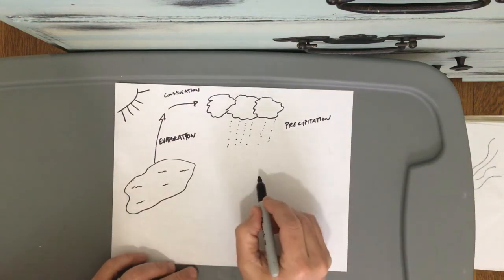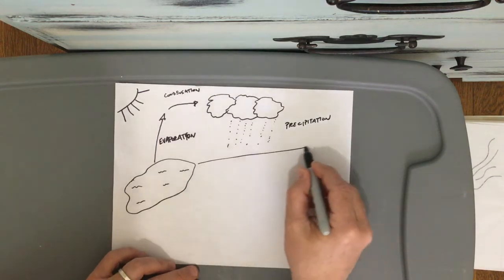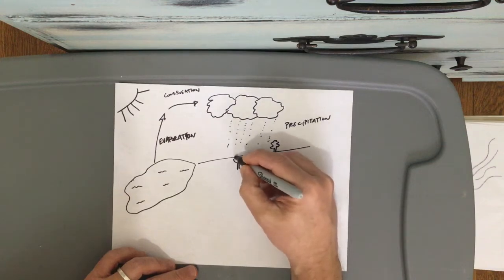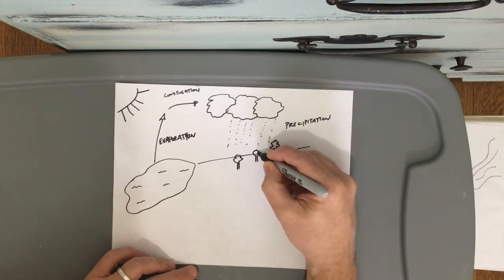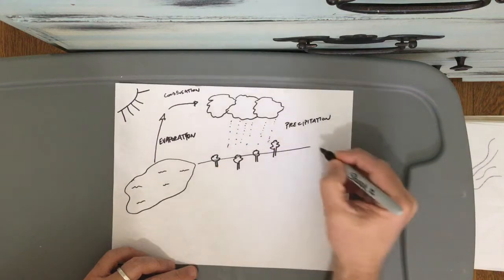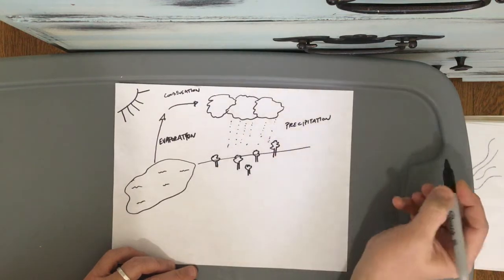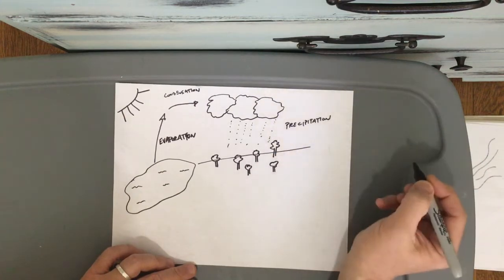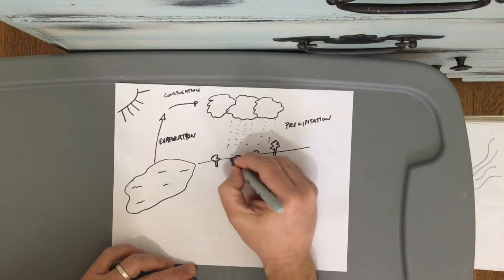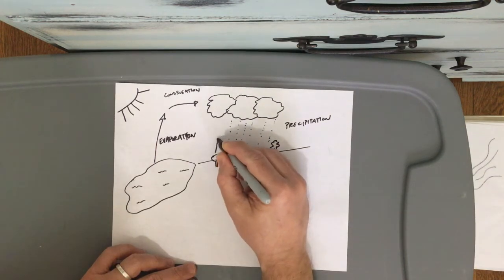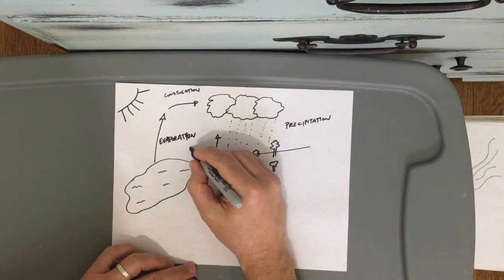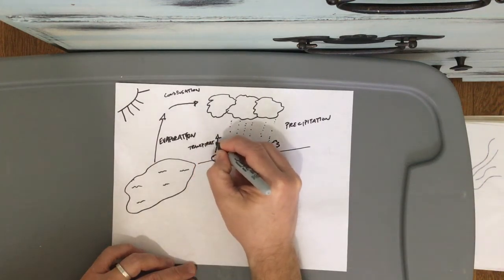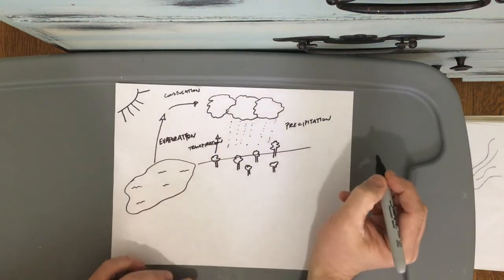And once the water hits the ground, there's a few different things that can happen. So one thing that happens is plants and animals drink the water. So that's what I'm drawing my trees for. And plants, using photosynthesis, will put some water back into the atmosphere. And that's called transpiration.